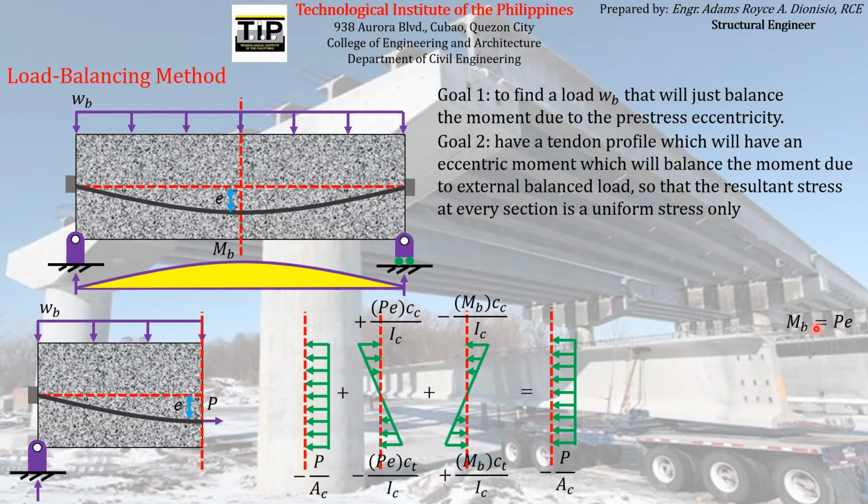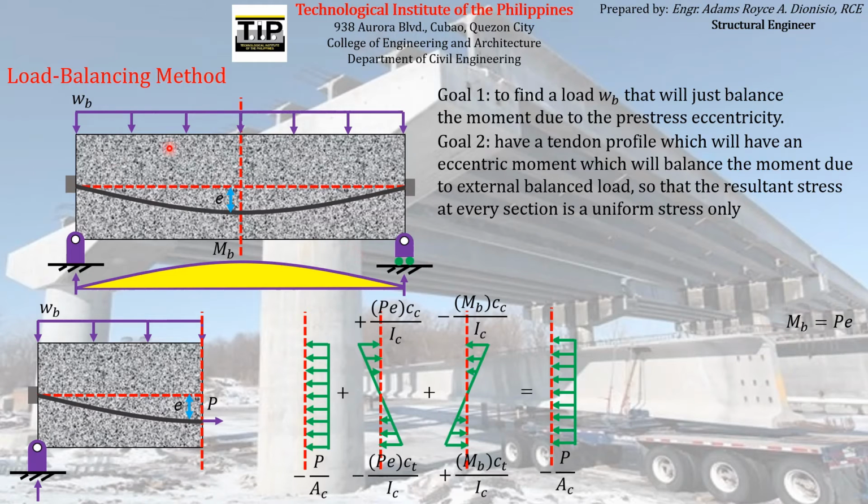So we are now sure on this relationship. We are now sure that the eccentric moment here at midspan is now equal to the bending moment acting at midspan as well, which is due to the application of the balance load.